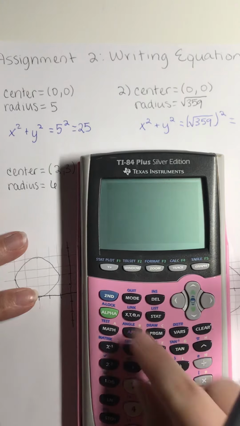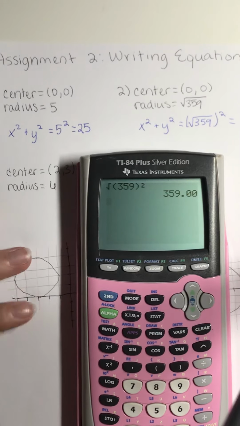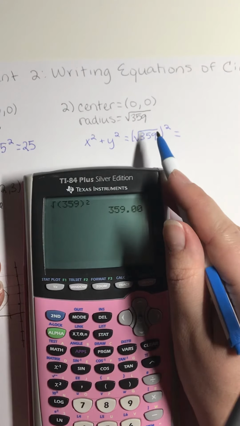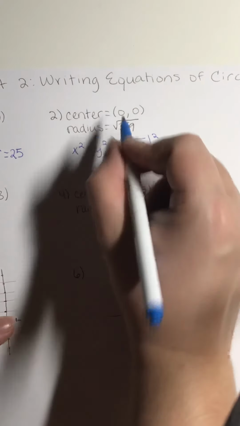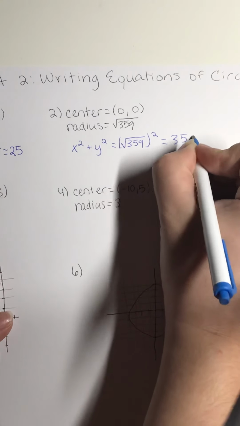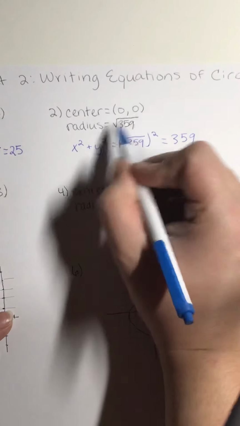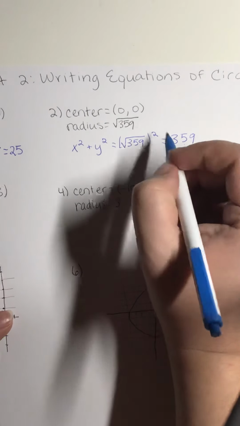If I put in the square root of 359 and then I square it, look at that, I just get 359. In mathematics, when you square a square root, it essentially just cancels out. So if you have a square root for your radius, then the number that we're going to write on the right-hand side of our equation is just going to be the digits that are there. We're going to get rid of the square root sign, we're going to get rid of the squared, we're just going to have the digits, the 359.